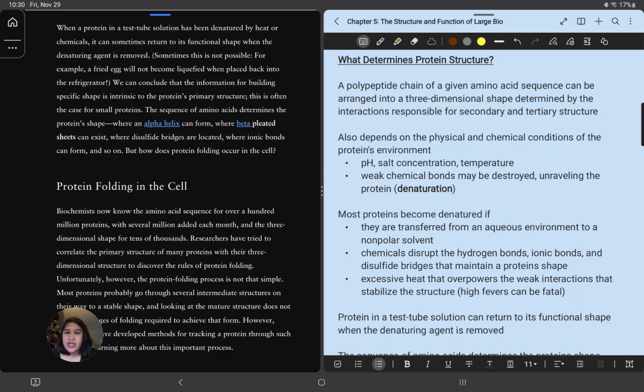We can conclude that the information for building specific shape is intrinsic to the protein's primary structure. This is often the case for small proteins. The sequence of amino acids determines the protein's shape, where an alpha helix can form, where beta-pleated sheets can exist, where disulfide bridges are located, where ionic bonds can form, and so on. But how does protein folding occur in the cell?